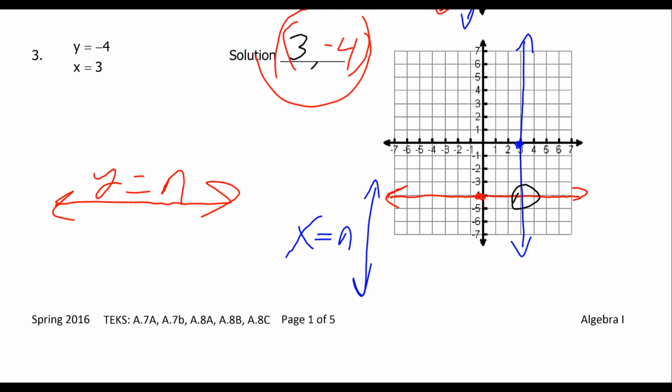Alright, so that's how we do the graphing part of this. It's very simple, should be that easy, alright? Moving on.